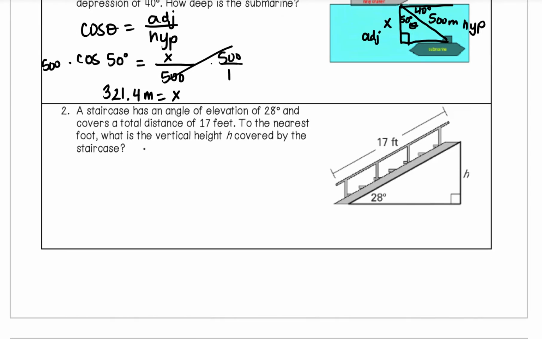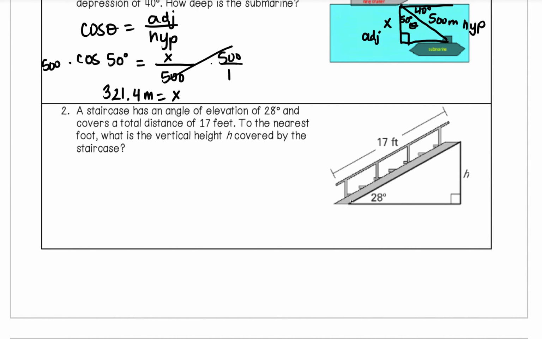In number 2, it says a staircase has an angle of elevation of 28 degrees and covers a total distance of 17 feet. To the nearest foot, what is the vertical height h covered by the staircase? So you can see this picture is already given to us, and they told us that the angle of elevation is 28 degrees. So from the ground up our stairs, we get that angle of elevation of 28 that's marked there. So that'll be our theta.